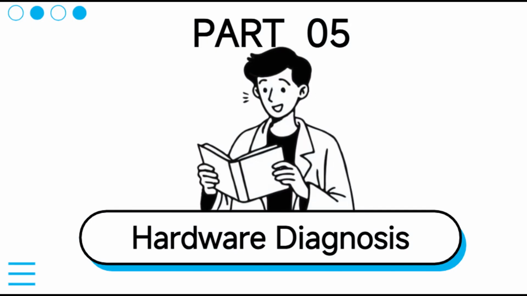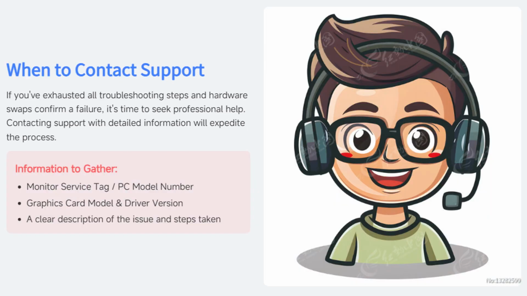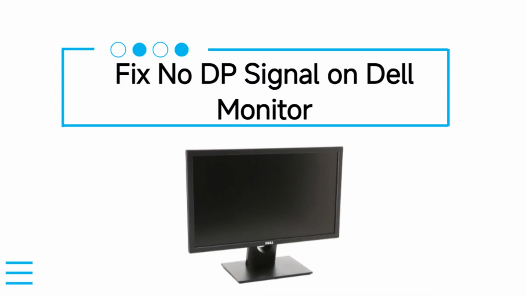You can also check for hardware damage. If you've gone through all the above steps and still see no DP signal, the DisplayPort on your monitor or GPU may be damaged. Try connecting known working components, a different monitor or graphics card, to pinpoint the faulty part. If it's under warranty, contact Dell support for service or replacement. And that's it. One of these steps should get your display working again.